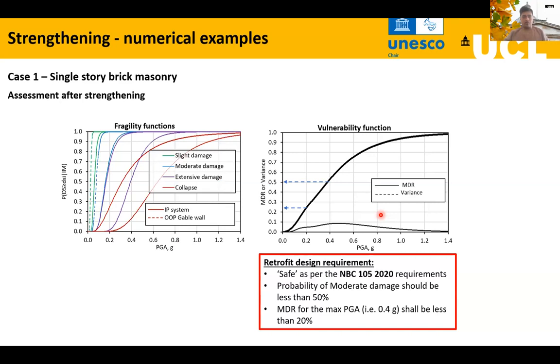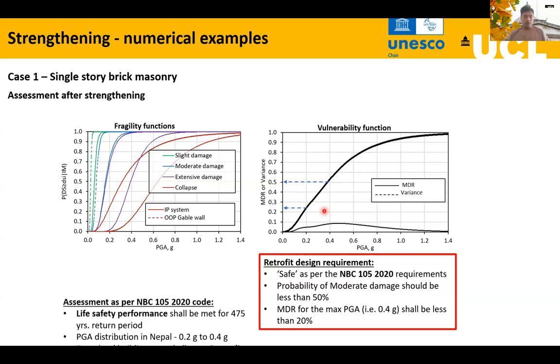So again, in terms of fragility and vulnerability functions, for the given hazard of 0.2G to 0.4G, you can see the mean damage ratio, the loss ratio, is more than 25% to up to 50%. So a 25 to 50% loss ratio is unacceptable for this school building.